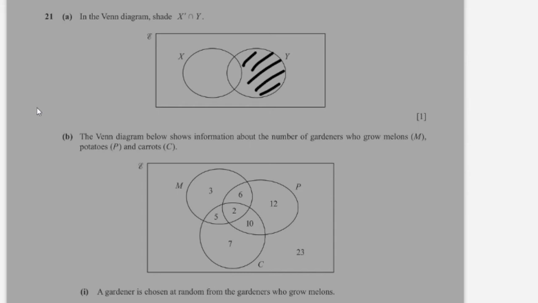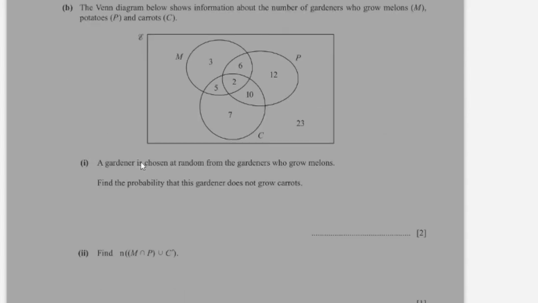The Venn diagram shows the information about the number of gardeners who grow melons, potatoes, and carrots. 1. A gardener is chosen at random from the gardeners who grow melons. Alright, so these are all the gardeners which grow melons, and we want the probability that this gardener does not grow carrots. Okay, so the total is the sum of these: 3 plus 6 plus 2 plus 5, which is 16.